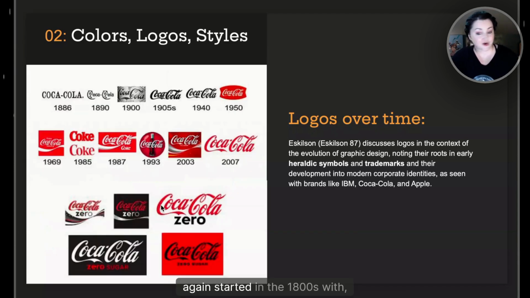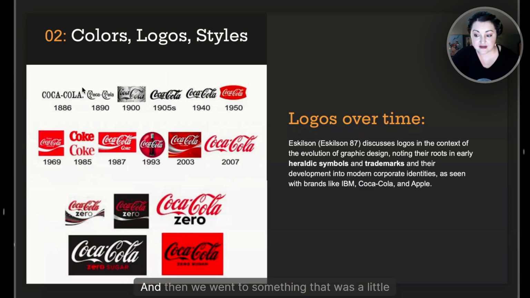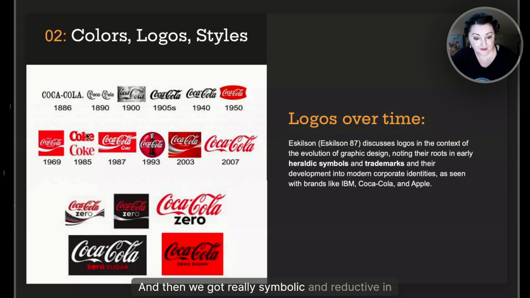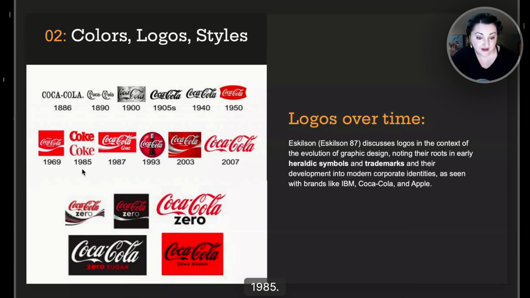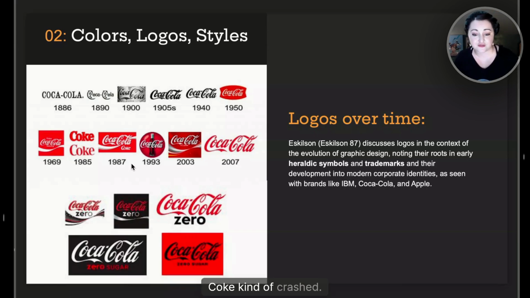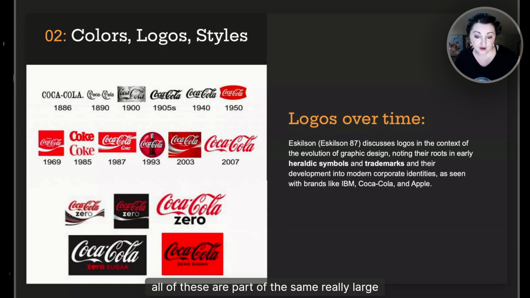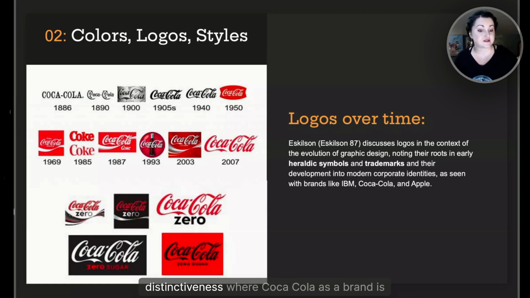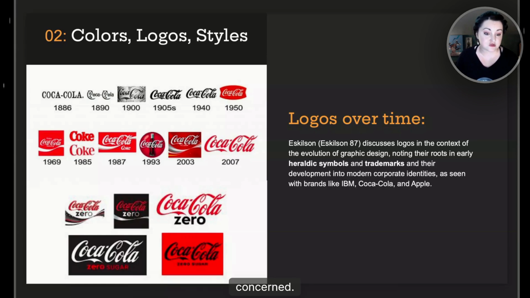And Coca-Cola, again, started in the 1800s with just a simple typeface design, and then we went to something that was a little bit more script-like. We got really scripty right up until the 1950s and 60s, and then we got really symbolic and reductive in 1985. And then we rolled it back in 87 because New Coke kind of crashed, actually. All of these are part of the same really large logo system that was designed by someone to create distinctiveness where Coca-Cola as a brand is concerned.